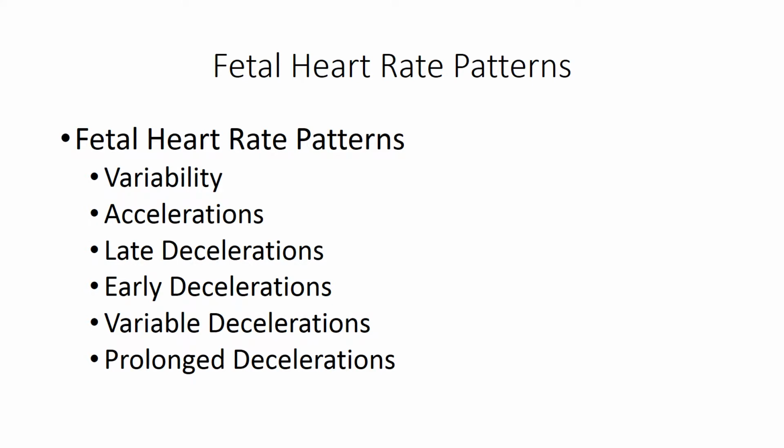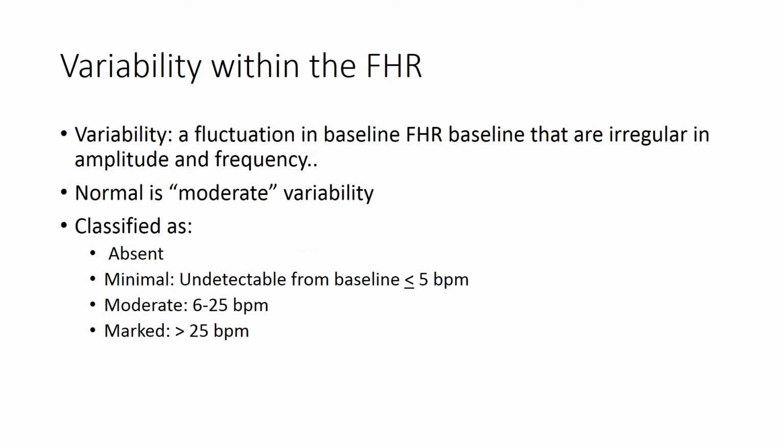Now, some of the other terms you need to know about are variability, accelerations, late decelerations, early decelerations, and variable decelerations, or prolonged decelerations. So variability within the fetal heart rate. The term variability is actually a fluctuation in the fetal heart rate baseline that are irregular in their amplitude and frequency. So if we're looking at a fetal heart rate tracing, which we will in just a minute, you'll notice that you see a wavy line.